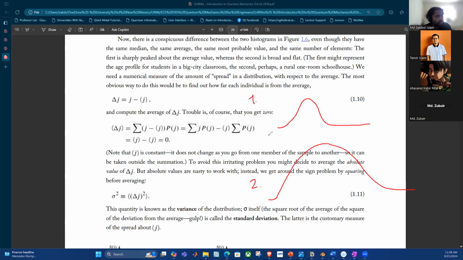Which one is spreading more, just with your naked eye? Which one do you see spreading more, 1 or 2? You can write in the chat box or unmute yourself. Yes, 2. You can see this is spreading more. That means if we want to calculate the variance, the sigma value, it will have more value. So we want to calculate how it is spreading.